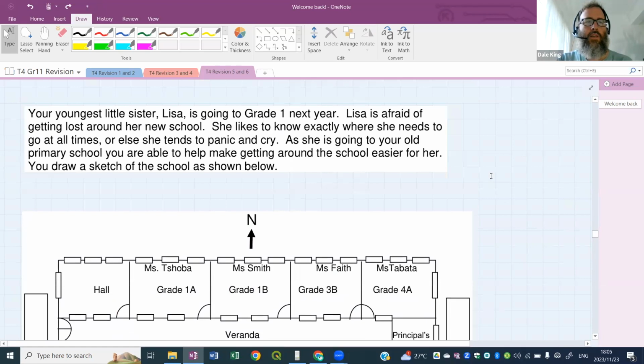It says, your younger little sister Lisa is going to grade 1 next year. Lisa is afraid of getting lost around her new school. She likes to know exactly where she needs to go at all times, or else she tends to panic and cry. As she's going to your old primary school, you are able to help make getting around the school easier for her. You draw a sketch of the school as shown below.